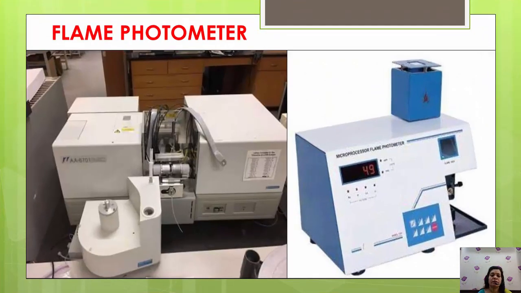This is the instrument which we are going to see in detail. This is the view of the instrument in the lab; you can see this type of instrument. It looks like this from the outside. Here the digital device will give you the reading in terms of absorbance.